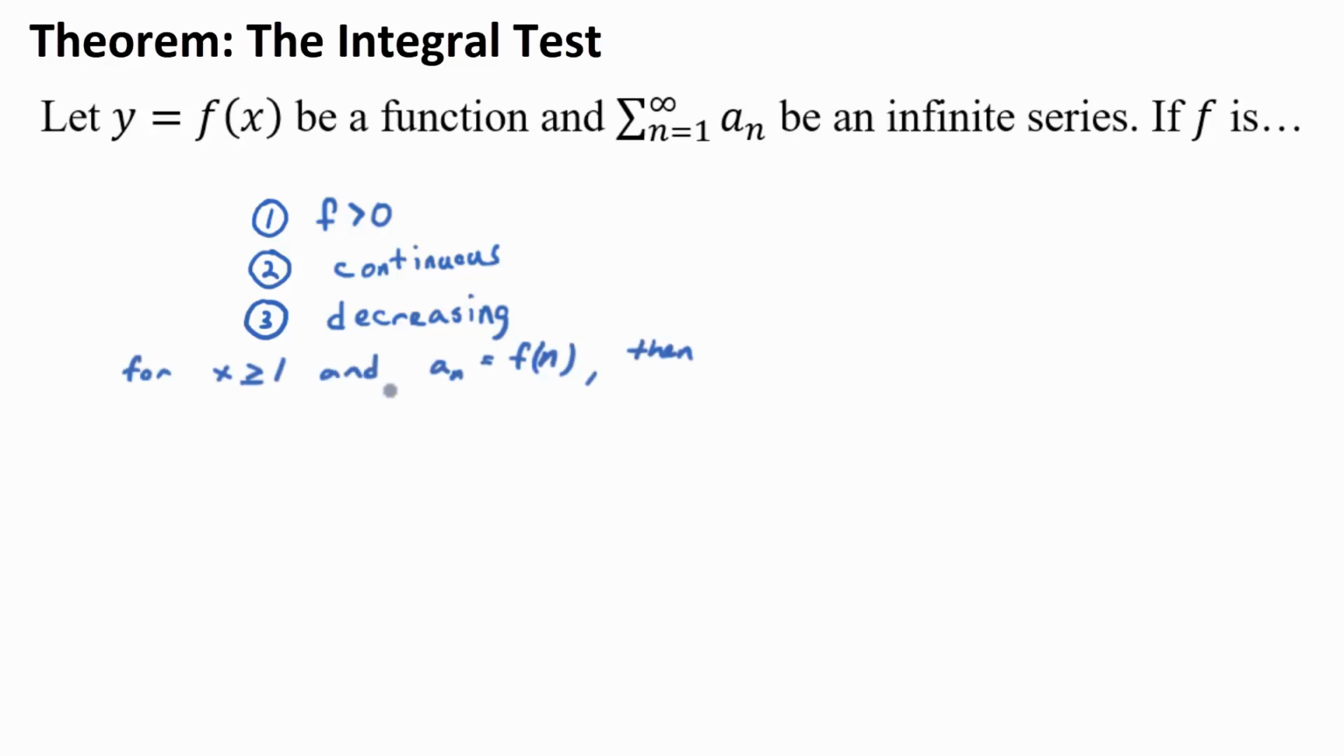And, okay, f of x, where does that come from? That's the function that corresponds with a sub n. If you just restrict the domain of f to the natural numbers, then you get a sub n. Okay?